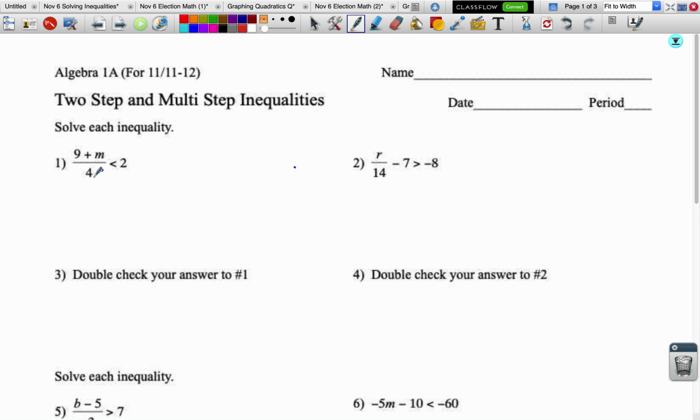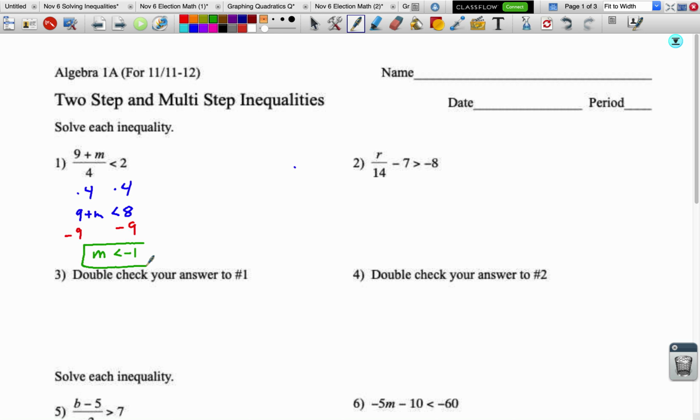So the entire side is being divided by 4. When the entire side is being divided by a number, I can multiply that to both sides and get 9 plus m is less than 8. All right, now I've got constants on both sides. I want to move it away from the variable, so I'll do that by subtracting 9. Whatever I do to one side, I have to do to the other. And so I get an answer of m is less than -1.